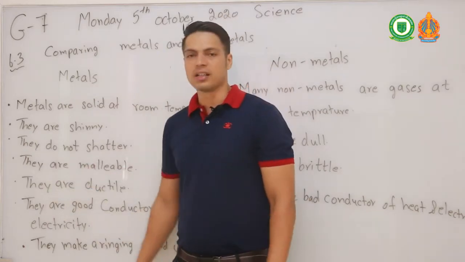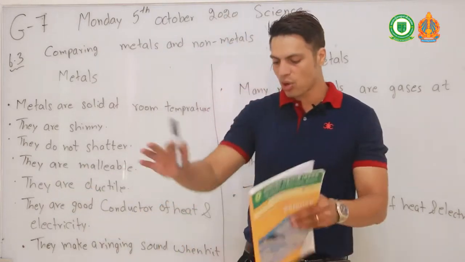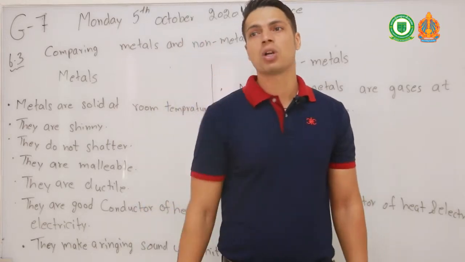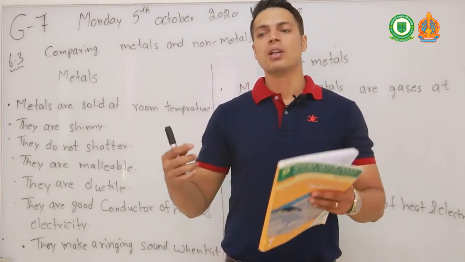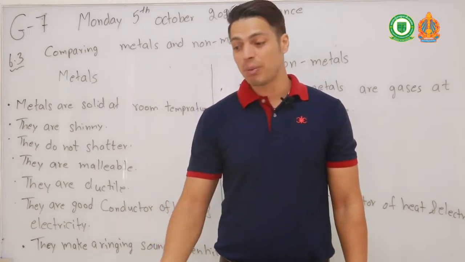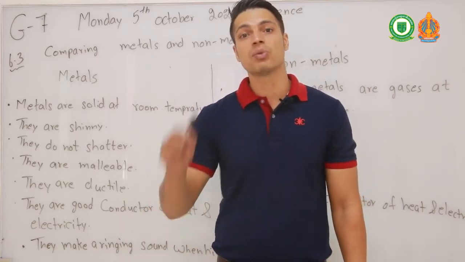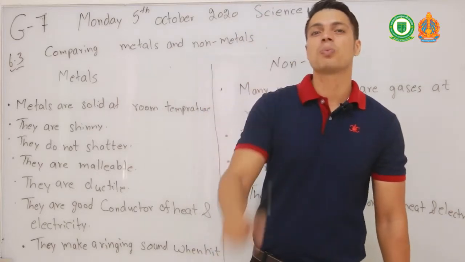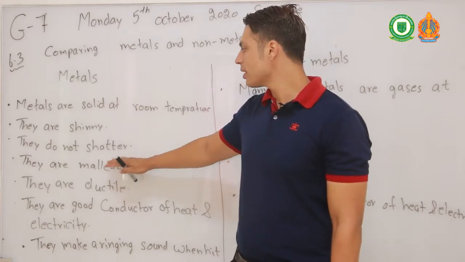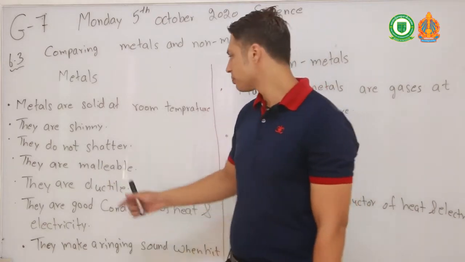They do not shatter. If you drop a metal, it will not be broken into very small pieces. Same like when you drop a glass, the glass will be broken, shattered on the floor. Shatter means you will see small pieces. But in case of metals, they do not shatter.